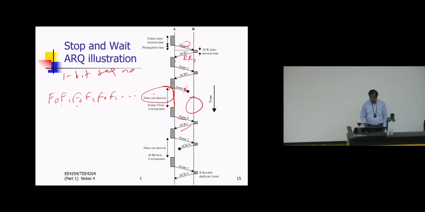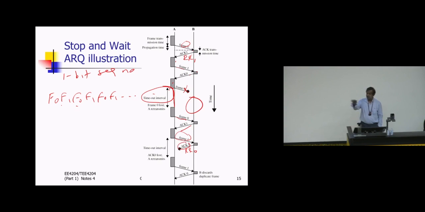Now look at this situation. It sends frame 1. The receiver responds with RR0, that is ACK0. ACK0 means it is acknowledging the previous one, that is, frame number 1 is acknowledged. But this acknowledgement frame is lost.